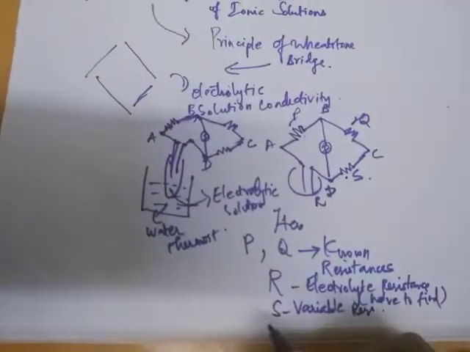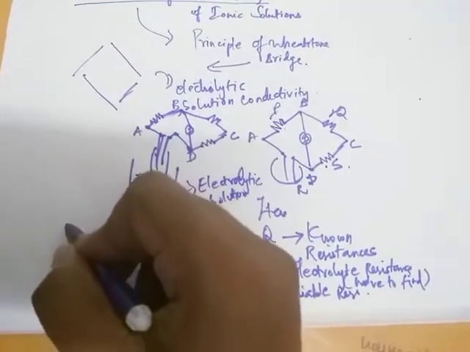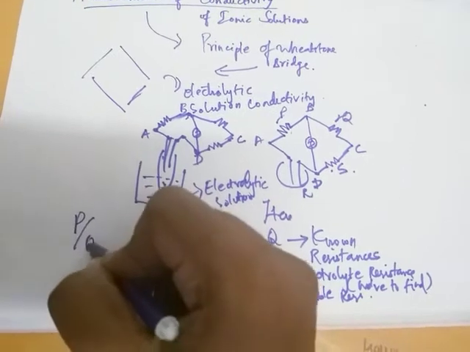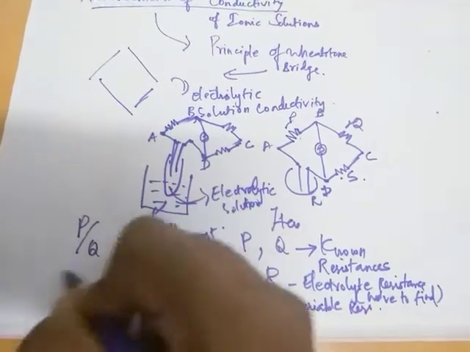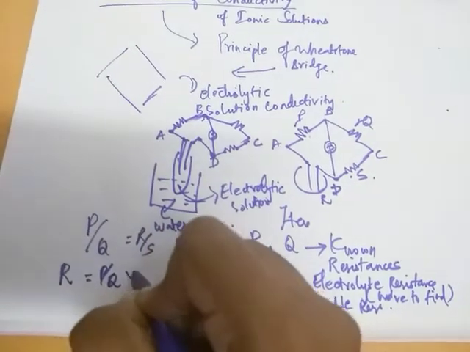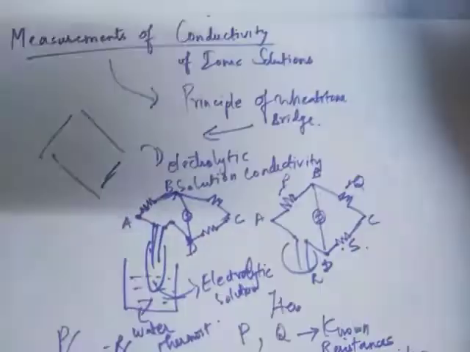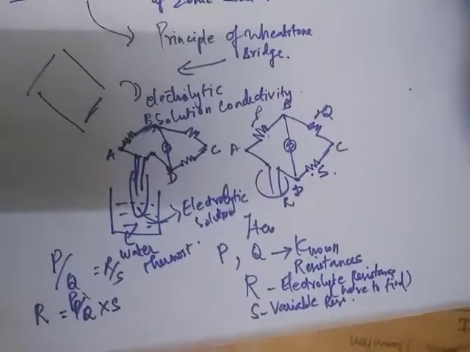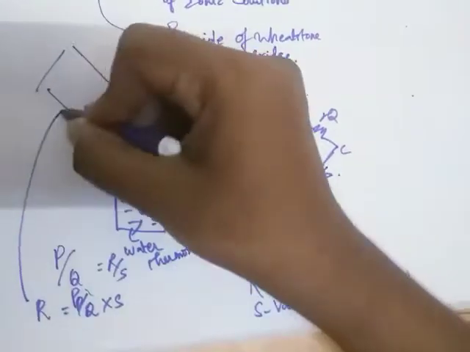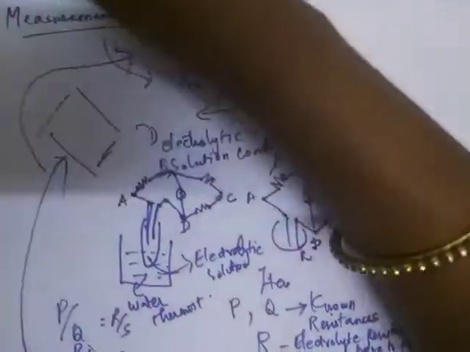In order to find the electrolyte resistance, the equation goes like this: P by Q equal to R by S. So we have to find R. The equation will turn to R equal to P by Q into S. This is how we use the Wheatstone bridge method to measure the conductivity of solutions.